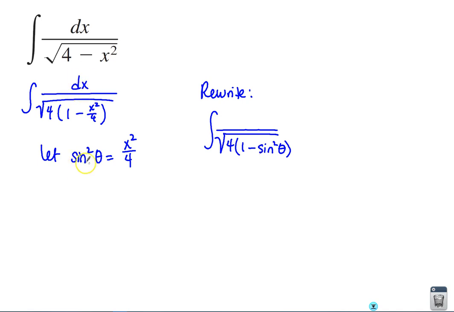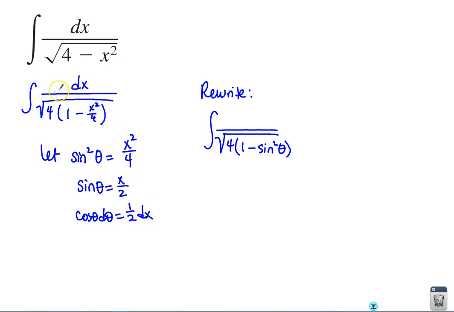To do that, well, if sine squared theta is x squared over 4, that means sine of theta is x over 2 by taking the square root of both sides. And so I can take the derivative of that and get cosine theta d theta is equal to 1/2 dx. Again, remember this is d theta over dx, but the dx automatically moves to the other side, just like we did during u substitution.